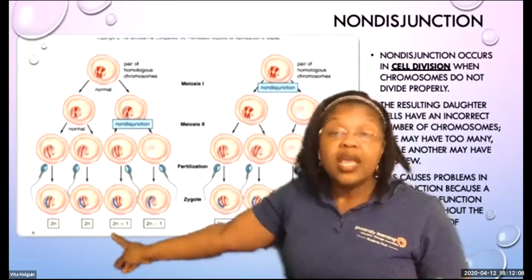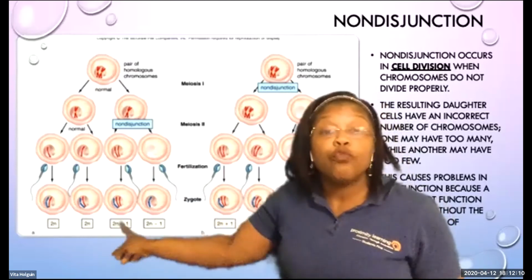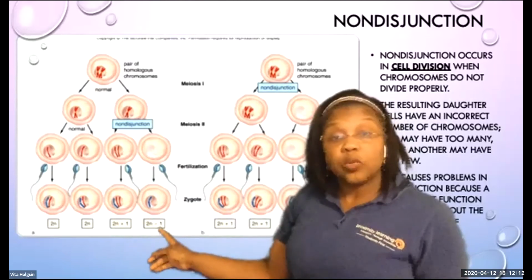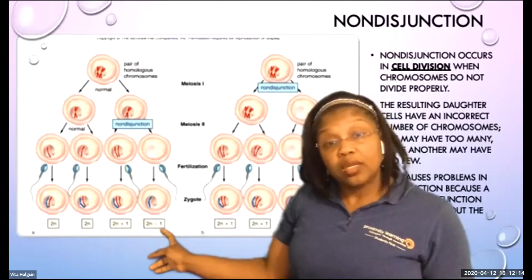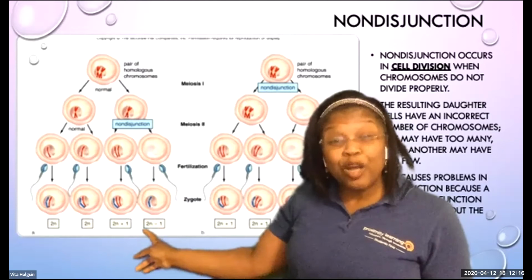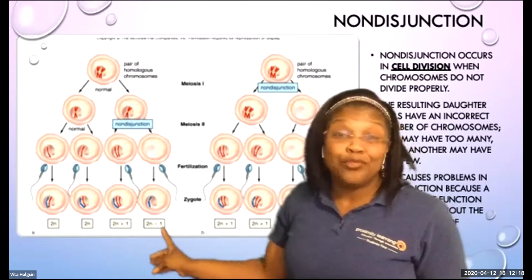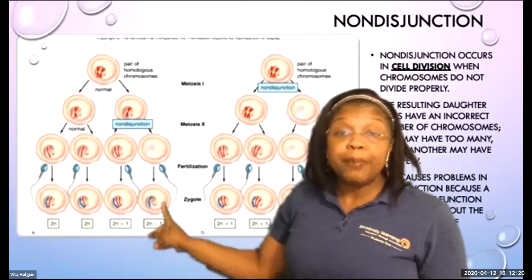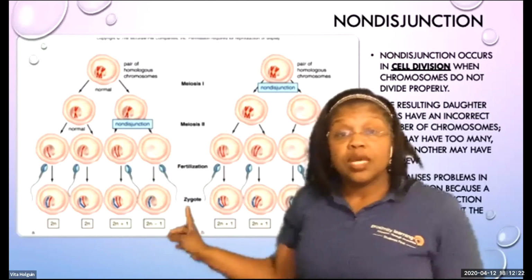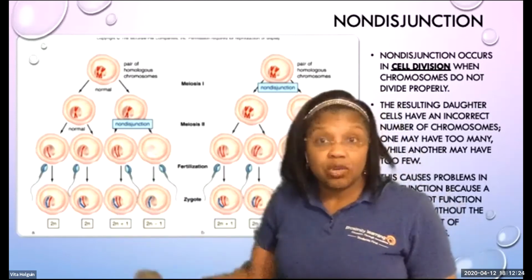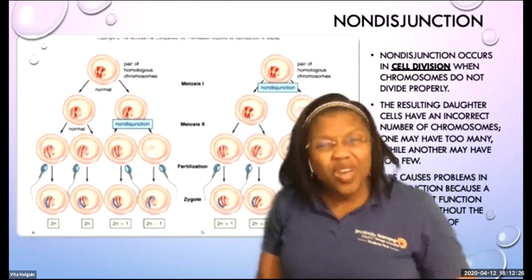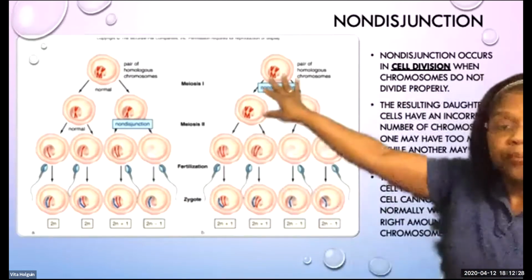Excuse me, let's try that again. It has 46 plus 1, or 47 chromosomes. Look at this one. It's a minus 1. So it was supposed to be 46, but it only has 45. So this baby has 45 chromosomes. This baby has 47 chromosomes. What else could happen? Look here.